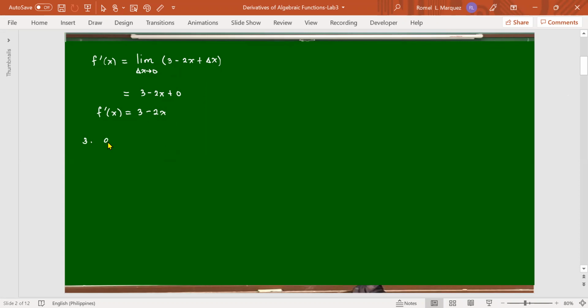Okay, so number 3. Let's say I have g of x, and it is given by the square root of 4 minus 5x. What is the derivative of g?